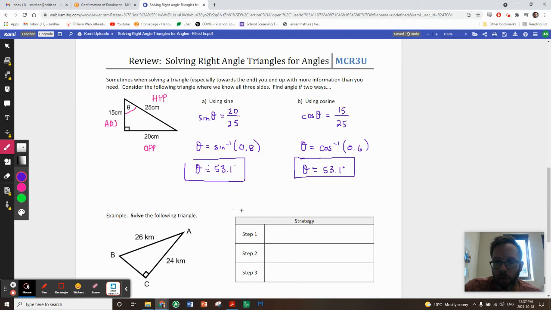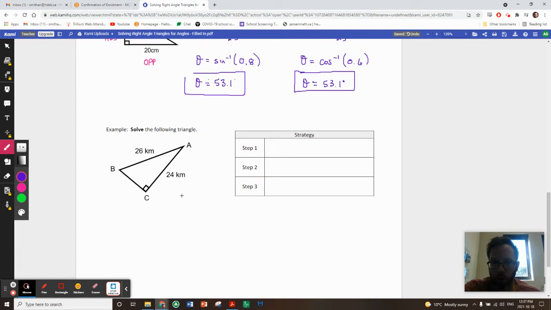All right. So the last thing we'll do is we're going to solve a different kind of triangle. In this triangle, we know two of the sides. We don't know any of the angles. So it's a bit of a different style than the previous lesson. So let's decide on a strategy. You have options. You just got to pick a strategy.